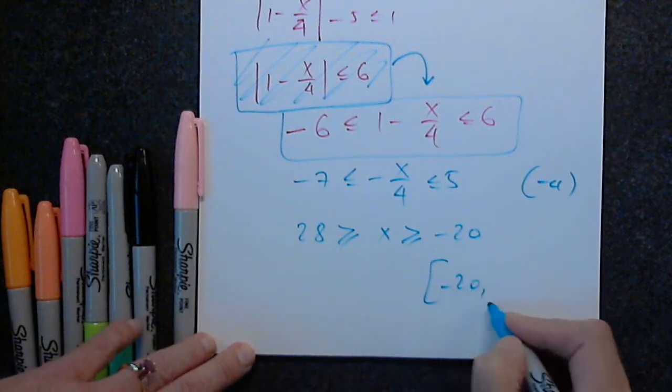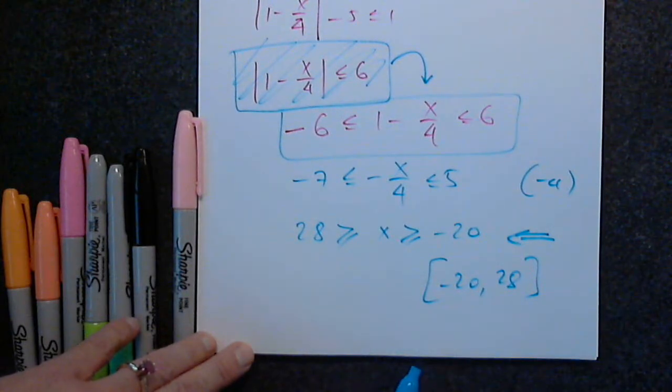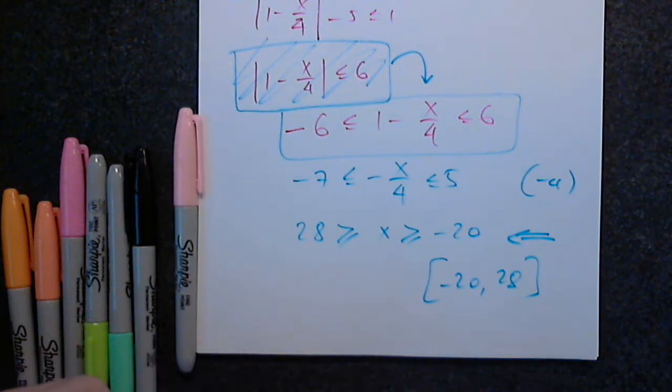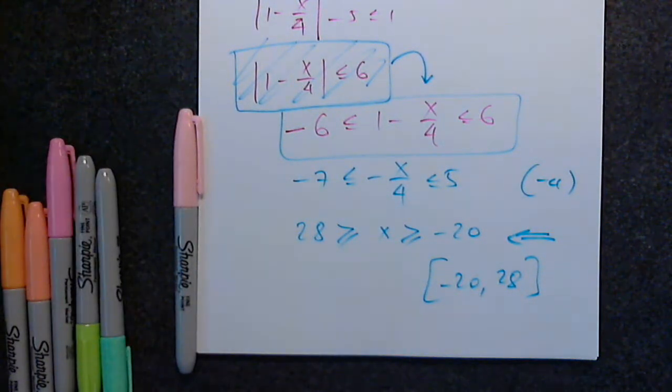So in interval notation, negative 20 to 28, because you have to read it from the small to large. Any questions on this? Anything else?